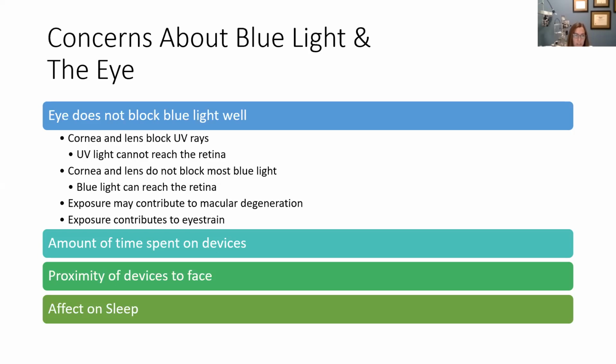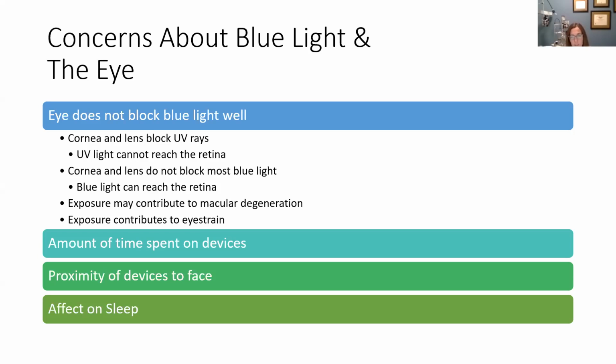So again, why really be concerned about blue light from digital devices? Because the sun emits way more blue light than the device, but the concern is how much time we're sitting in front of electronics, and also how close they are to our face. So that's part of the argument for why we should worry about this.